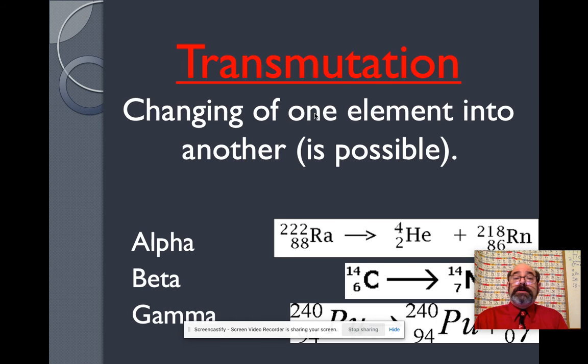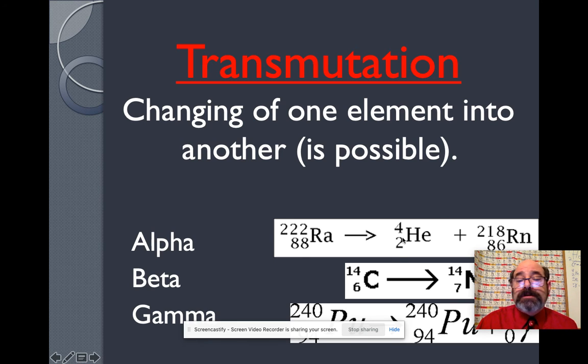So let's see. Transmutation, vocab word, to know that it's changing of one element into another. That's what the alchemists tried to do. And guess what? It is possible. They couldn't do it then. We can do it now. Lucky for us. But we can't make gold because it's real expensive and it's radioactive. So it's easier to find it than to make it this way.